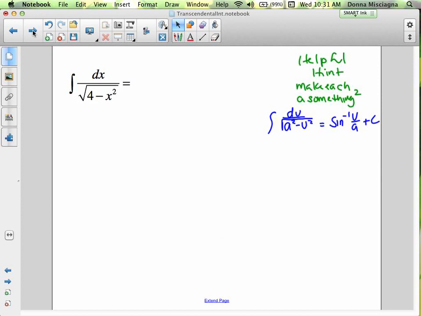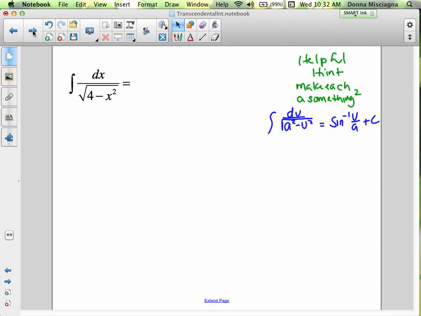And I did put the formula for each one of them so that you could look at that and remember. All right, so if you've got in the denominator the square root of something minus another something, where the other something is a variable squared or a coefficient times a variable that could be squared, then when we integrate, that's going to be arcsine.